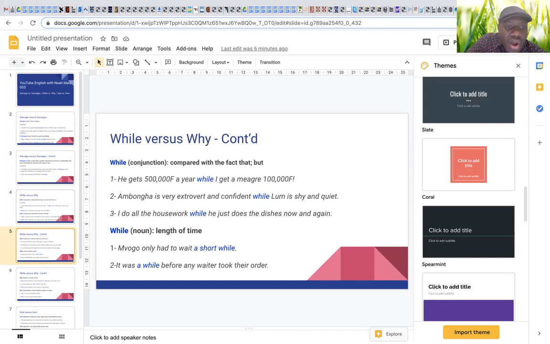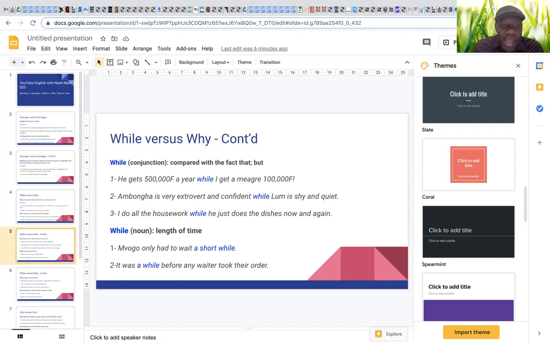Three, I do all the housework while he just does the dishes now and again, so from time to time. So in these cases, the use of while means but.